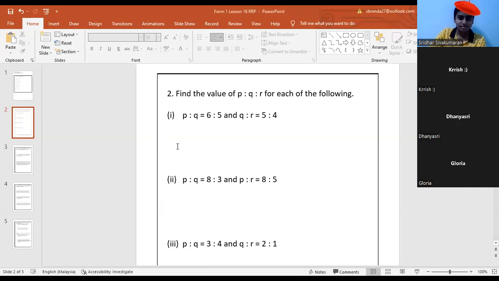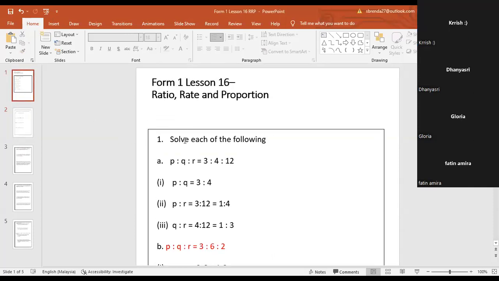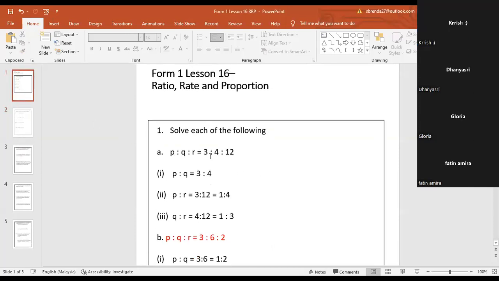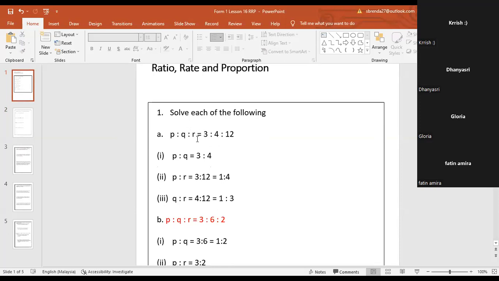So hello everyone. We're going to start off our lesson today with solving questions related to ratio. Over here we have this question. Oh yeah, we just solved this. P to Q to R, given P to... oh, this is in PowerPoint. Stop. I'll have to get to my PDF.